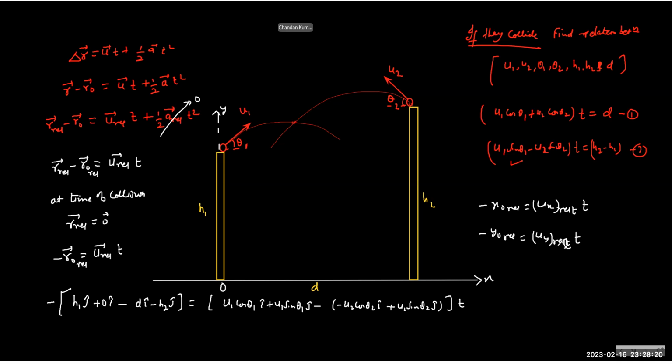So to travel equal y displacement, you can say h1 plus u1 sin theta 1 into t must equal h2 plus u2 sin theta 2 into t, because half g t square is the same for both. I mean, there are many ways of thinking, isn't it? Just think component wise, what will happen? So to meet, we have to do it this way, right?